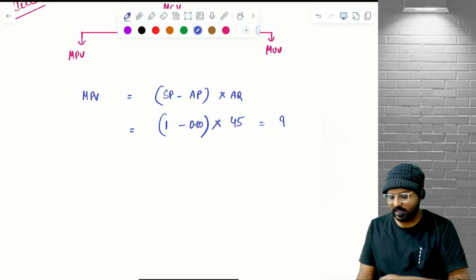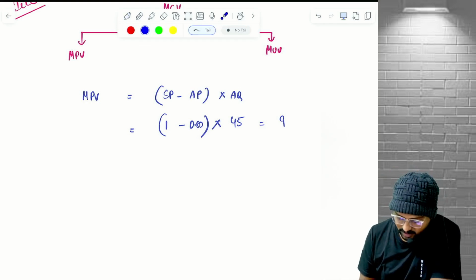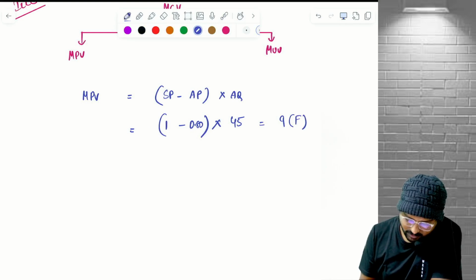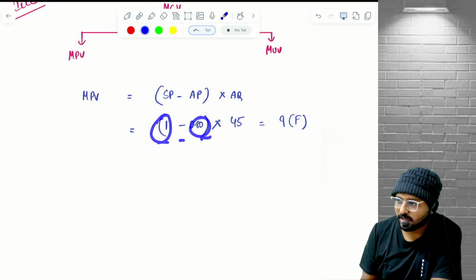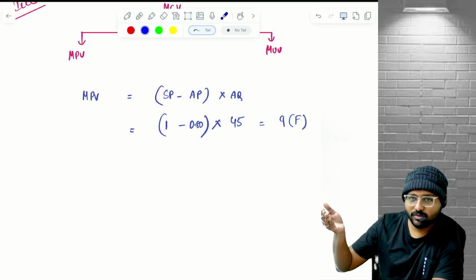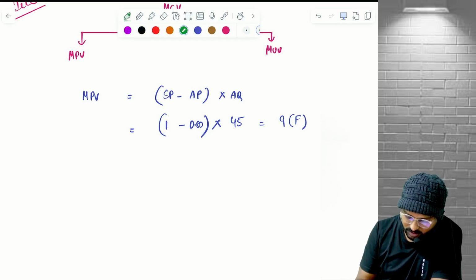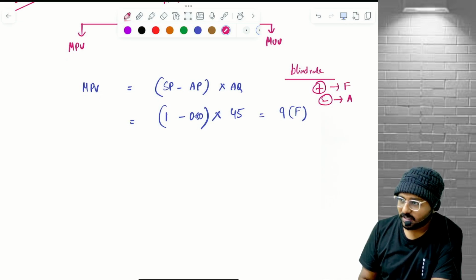9. Now the question is, is this 9 favorable or adverse? Your standard price is 1, actual price is 0.8. Exactly. Now suppose you are confused: standard price is 1 and your actual price is less than standard price. Therefore, your actual profit would have increased because your cost has reduced. So your profit would have increased. Therefore, it is favorable. If you are not able to get this logic, if it feels difficult, then you can go with the blind rule. What is the blind rule? Plus is favorable, minus is adverse. So if you're not able to get the logic, then go with the blind rule.